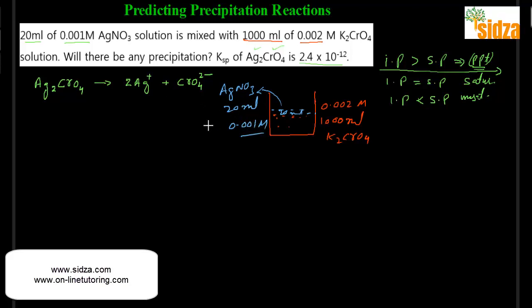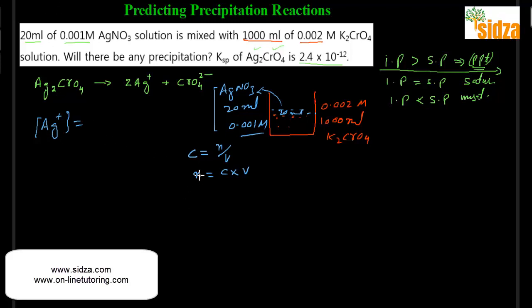Now let's first find out the concentration of the silver ions. The silver ion concentration we can find out from this 20 ml. How can we find it out? We know the concentration of any solution is n by V, the number of moles divided by the volume of the solution in liters, so n, the number of moles, will be equal to the concentration of the solution times the volume of the solution in liters. We can use the same formula here to find the number of moles.